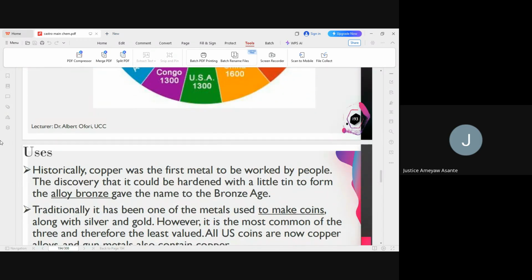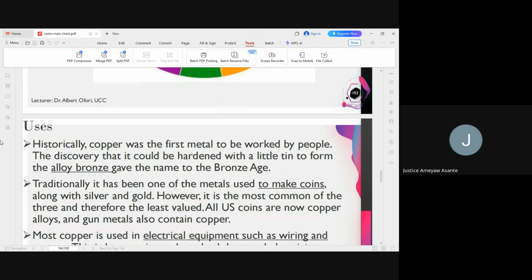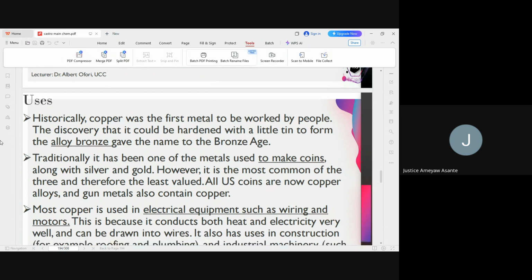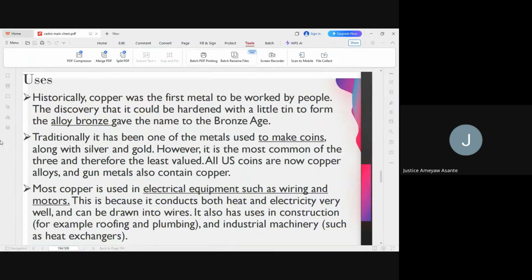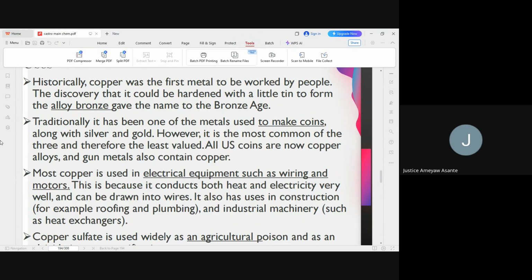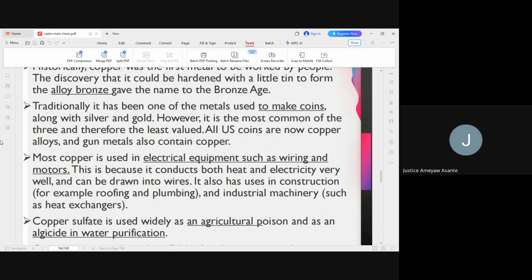Historically, copper was the first metal to be worked by people. The discovery that it could be hardened with a little tin to form the alloy bronze gave the name to the Bronze Age. Traditionally, it has been one of the metals used to make coins, along with silver and gold. However, it's the most common of the three, and therefore the least valuable. All US coins are now copper alloys, and gun metals also contain copper.